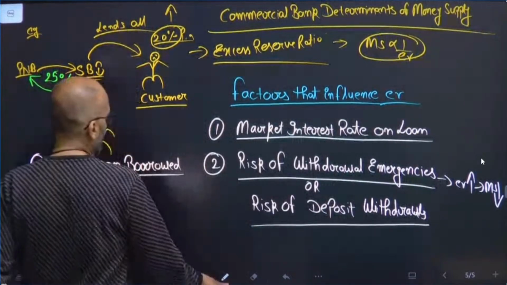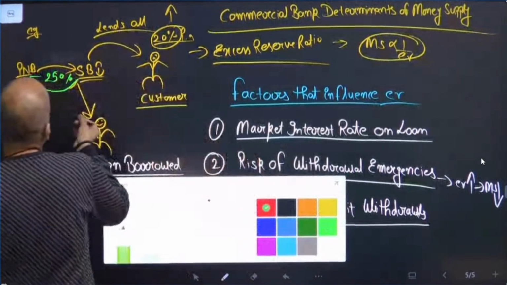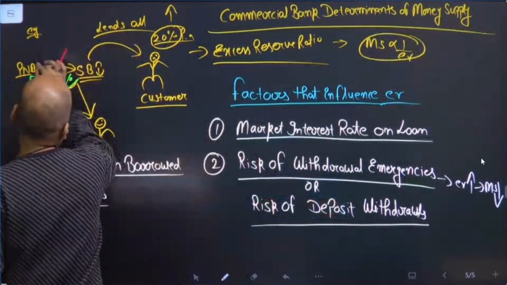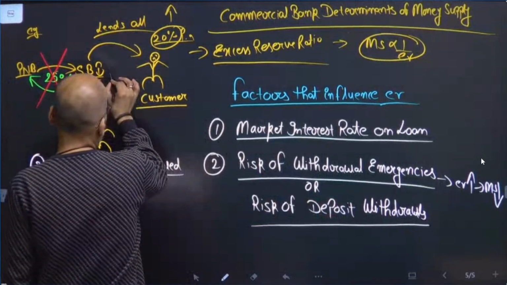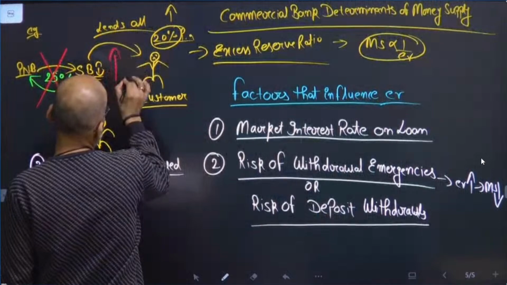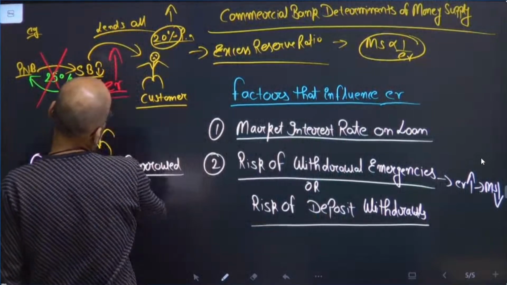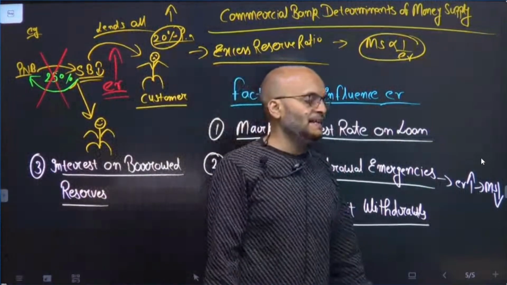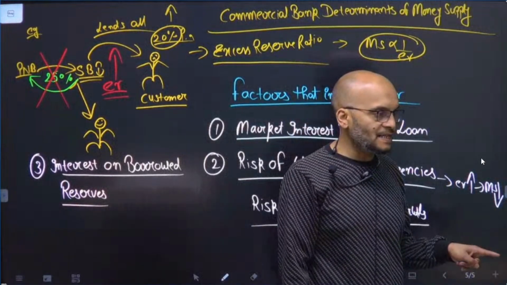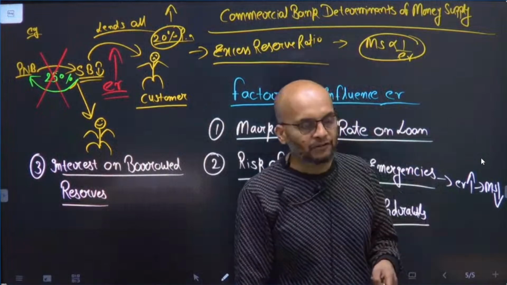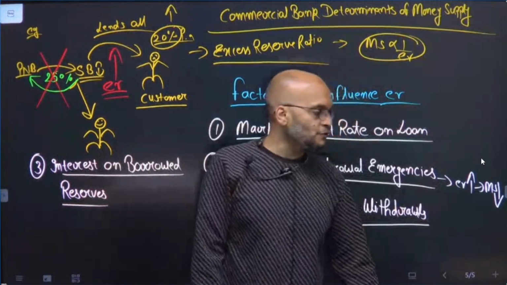SBI will say, listen bro, don't give me your money. I don't want it. Rather, SBI will increase its excess reserve. It will increase the excess reserve ratio. And when SBI increases the excess reserve ratio, money supply will fall. Understood?